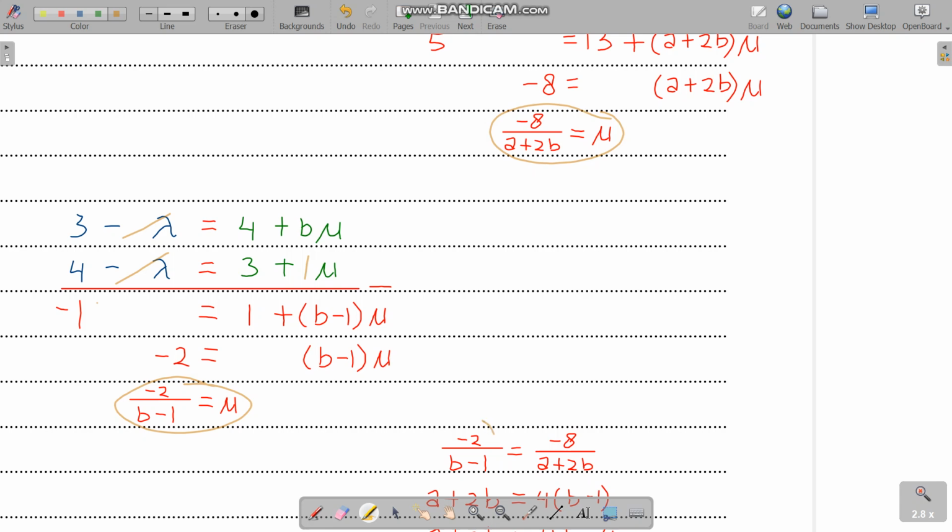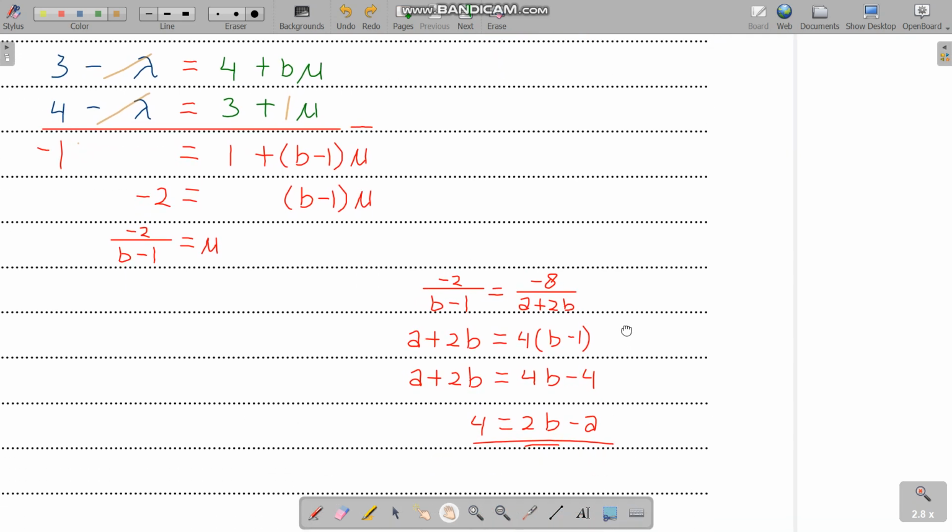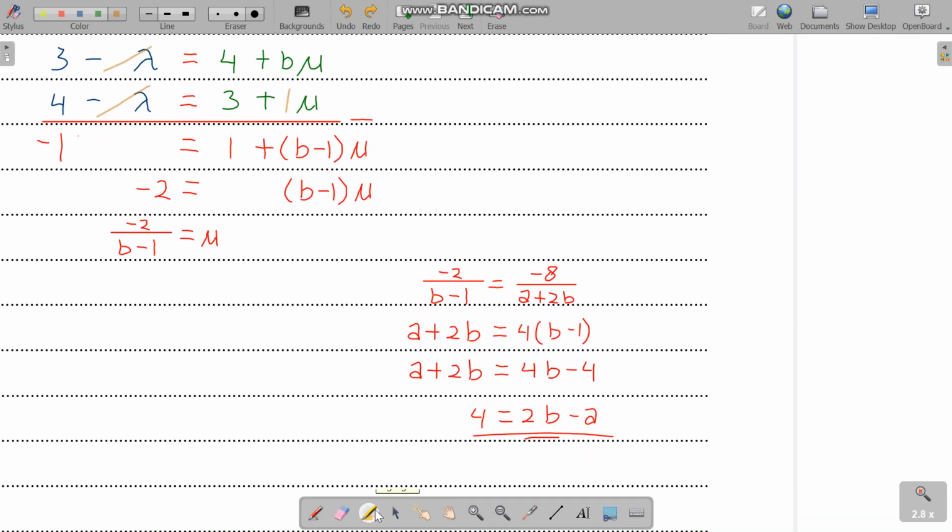So minus 2 over b minus 1 equals minus 8 over a plus b. So we equate the two equations, and then there are many ways to do this. We can start by dividing both sides by minus 2. So minus 2 divided by minus 2 is 1, minus 8 divided by minus 2 is 4.